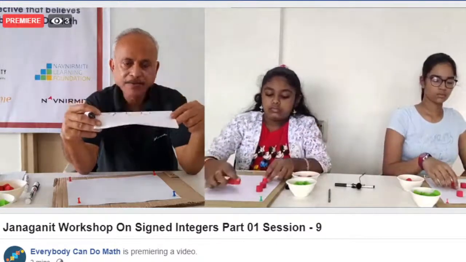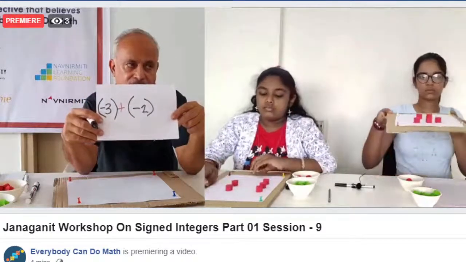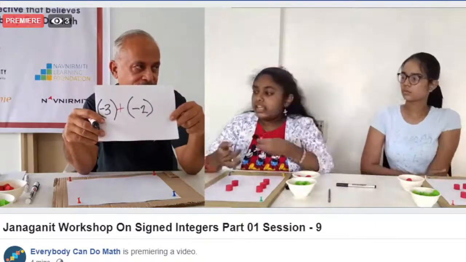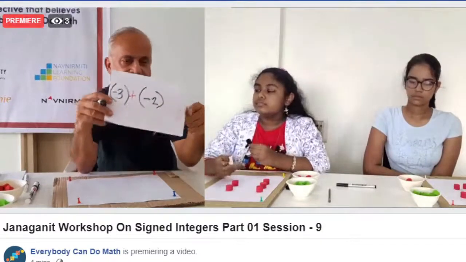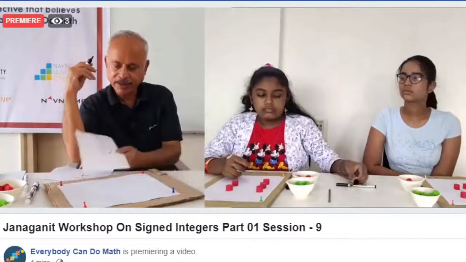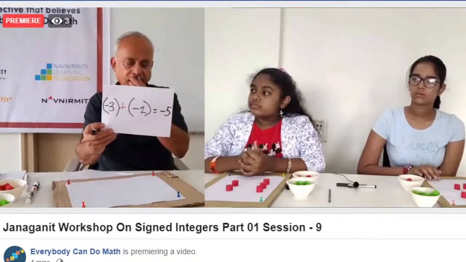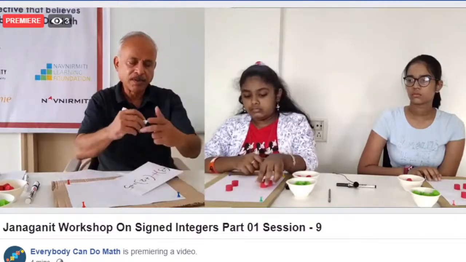-3 plus -2. What is your answer? Gyanjyoti? -5. So I'm going to write here now that -3 plus -2 is equal to -5. -3 plus -2 is -5. And earlier we saw that +3 plus +2 is +5 also. Now let's go to the next problem.